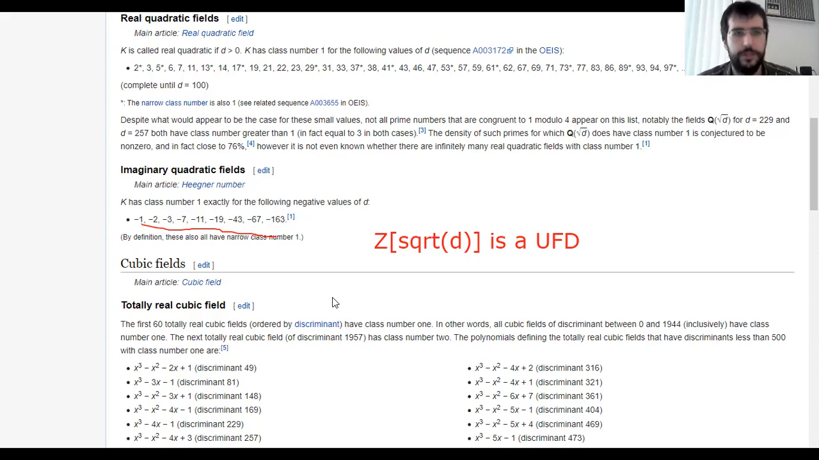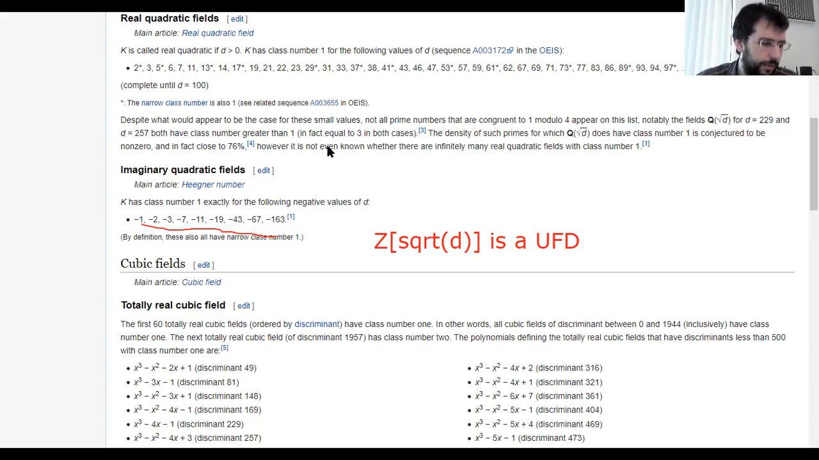The part just above talks about the ones that are real, so roots of positive numbers. You ask which ones are UFDs, and there's a list, and it says it's complete until D equals 100. And then what do we know? Again, I'm no expert. It says we know that not all prime numbers congruent to one modulo 4 appear, for example, 229. And we don't even know if this list is infinite.